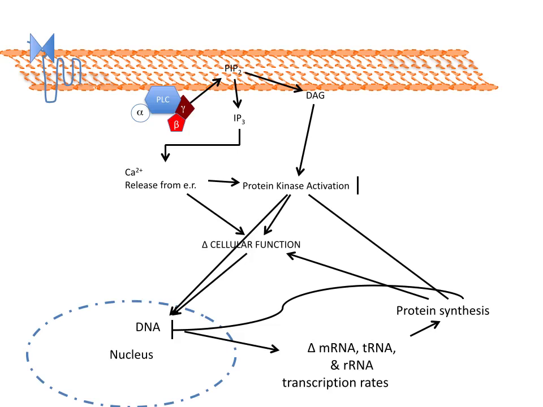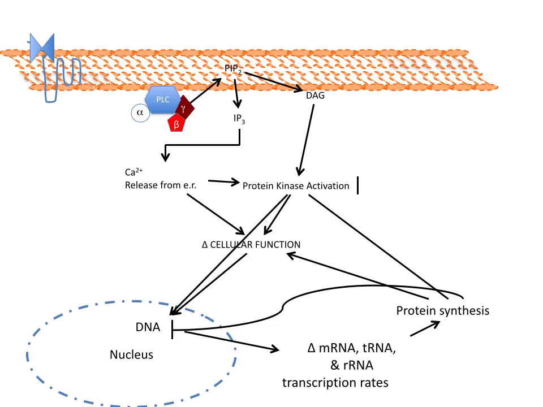This release of calcium from the endoplasmic reticulum will activate the protein kinase and thus cause a change in cellular function. The change in cellular function leads to a change in mRNA, tRNA, and rRNA sequencing and transcription rate, which leads to a change in protein synthesis, and this change in protein synthesis leads to additional change in cellular function. It's the additional change in cellular function that leads to a sequestration of the calcium back in the endoplasmic reticulum.